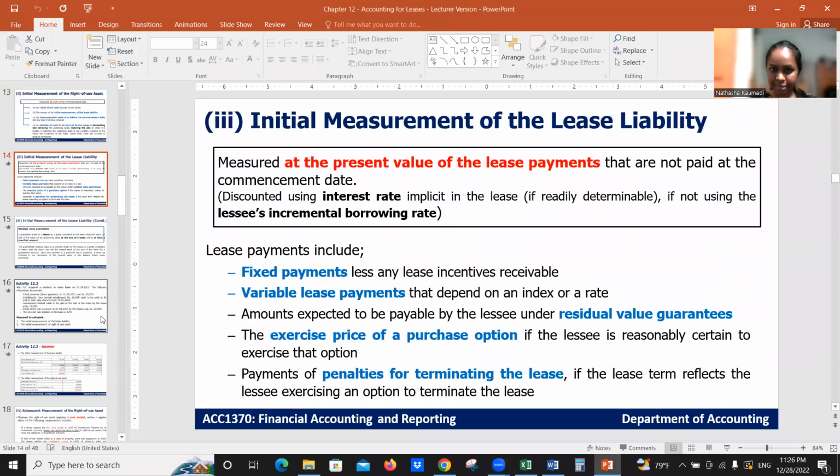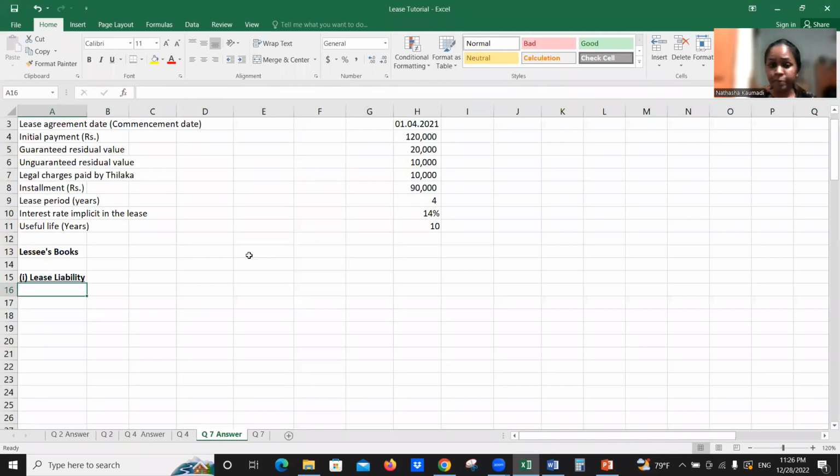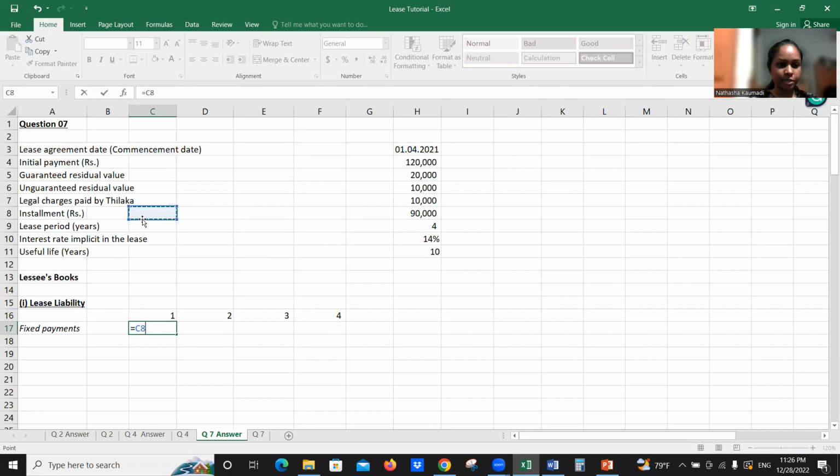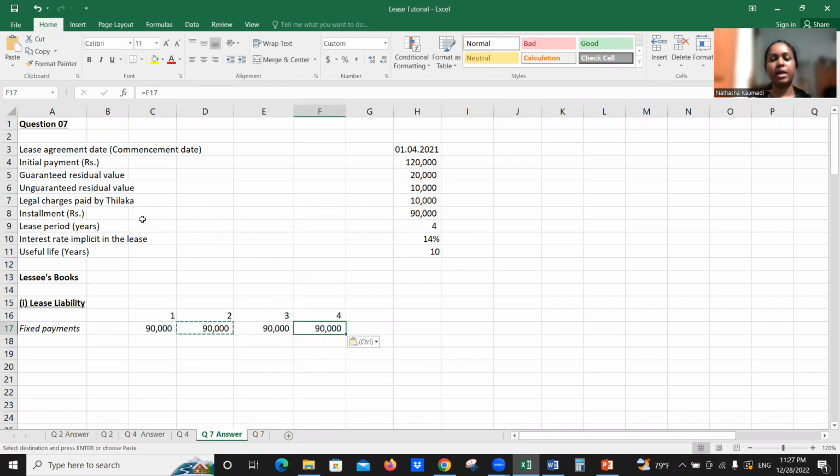Now, when you take the lease liability, you have to take the lease payments, then discount those lease payments and get the present value. So what is included in lease payments? As I told you, fixed payments. Do we have fixed payments? Yes. For how many years? 1, 2, 3, 4. We have 4 years for the lease period. First year we have installments of 90,000. Second year also 90,000, 90,000, 90,000.